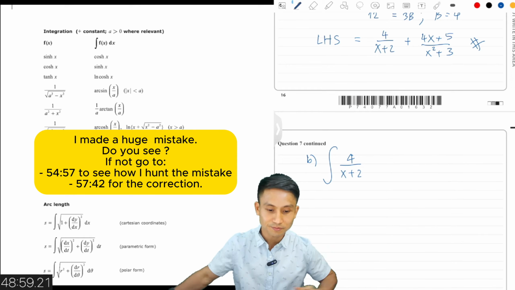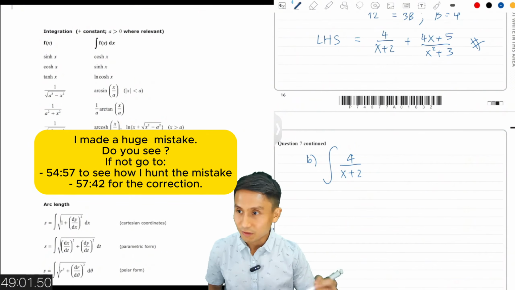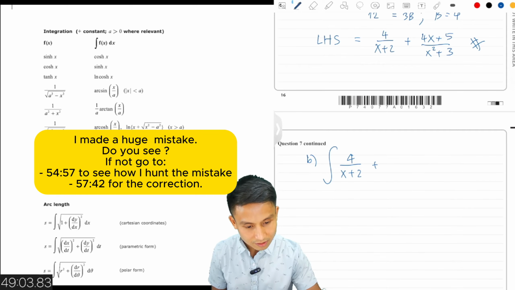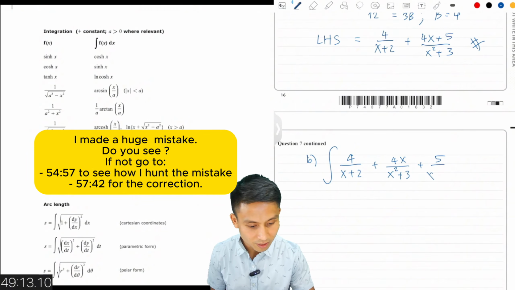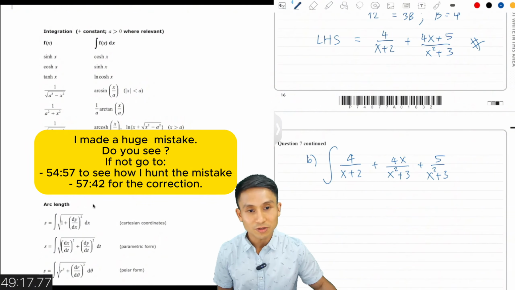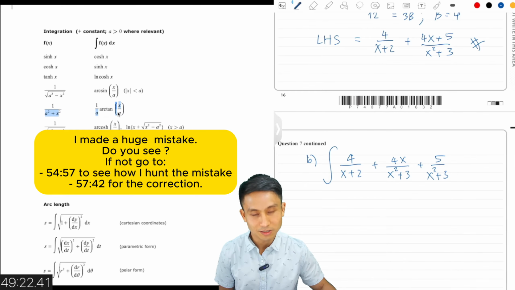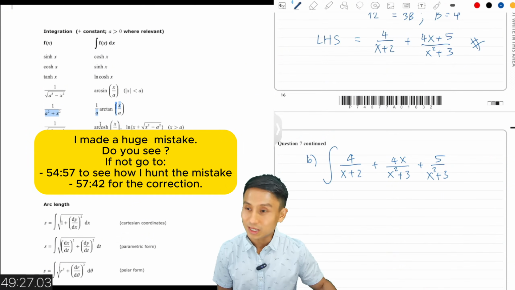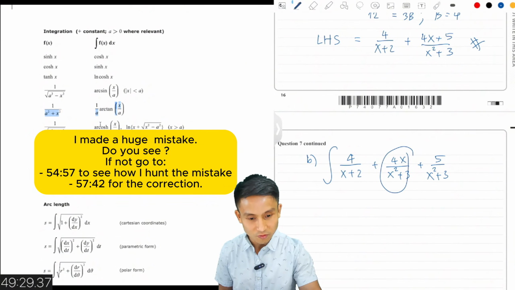If I can split it into 4x over x squared plus 3 and plus 5 over x squared plus 3 like this, you can see that the 5 over x squared plus 3 is applicable for this integral formula now. That's just root 3 squared basically for the a. And for the other one, we use the reverse chain rule. All right, so that's going to work.